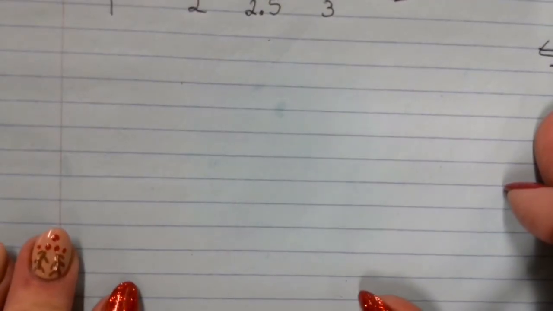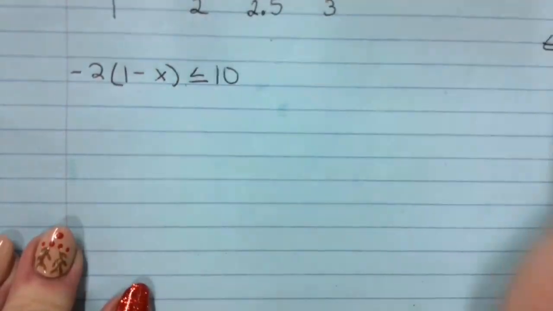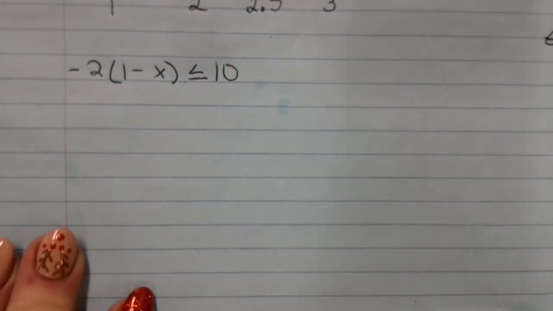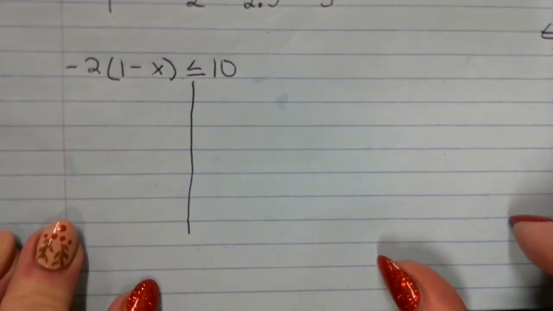Okay, now we're going to look at solving inequality with the distributive property. Okay, so we're going to solve it just like we would an equation. Again, my strategy is to always draw the line down the middle. You don't have to do that. I use it because it helps me stay organized.